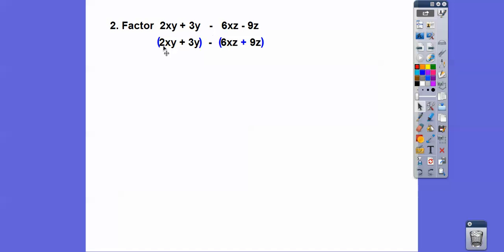Okay, all right, out of here, I can pull, looks like just a y out. So let's pull a red y out. Out of these 2 guys, this minus is going to come right here. Out of these 2 guys, we can, looks like a 3, and they both have a z. So let's pull out a red 3z. Okay, look, they have the same common blue binomial. So it comes out as one blue binomial, and you're left with the red stuff.